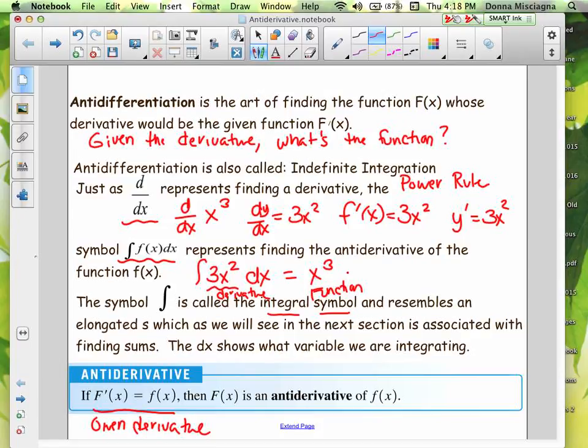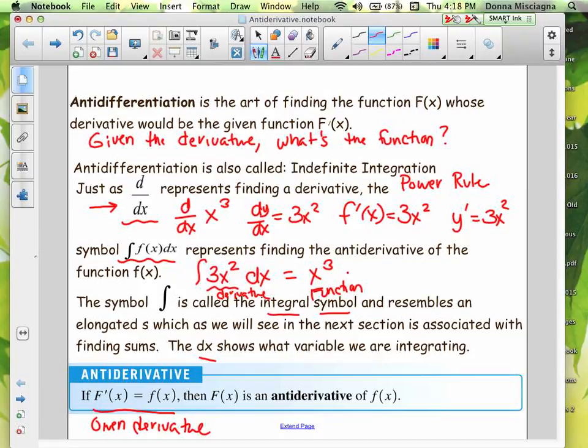And just like when we're taking the derivative, we need to note what we are taking the derivative with respect to. We're taking the derivative with respect to x. We need to show what we're taking the integral with respect to. So this dx has to be part of our integral, and it shows with what variable we are integrating. So the dx means we're integrating with respect to x. That's the variable in our function, and the function that has 3x squared as its derivative is x cubed.